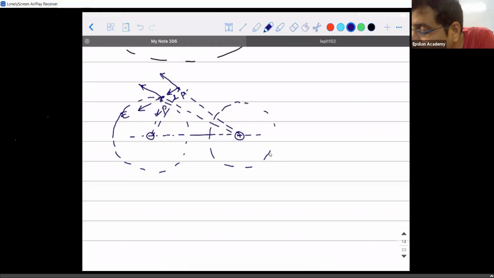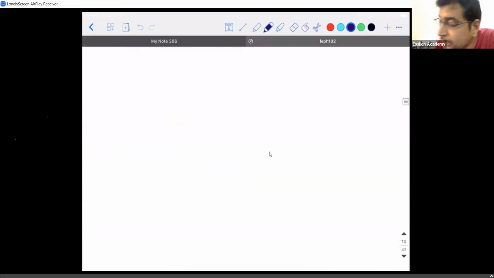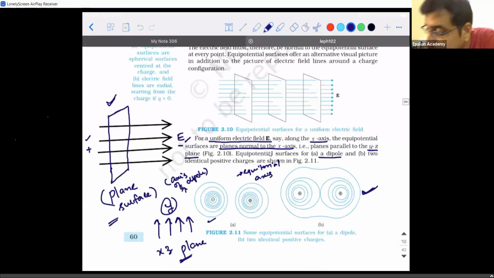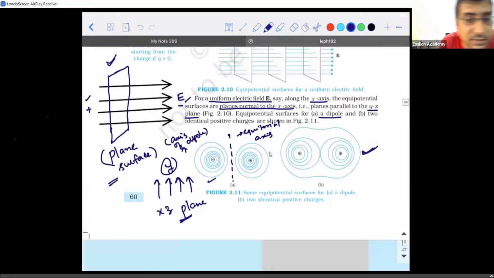But for a dipole, an important point is there is no potential present exactly at the center of them. Hence, there will be no equipotential surface there.